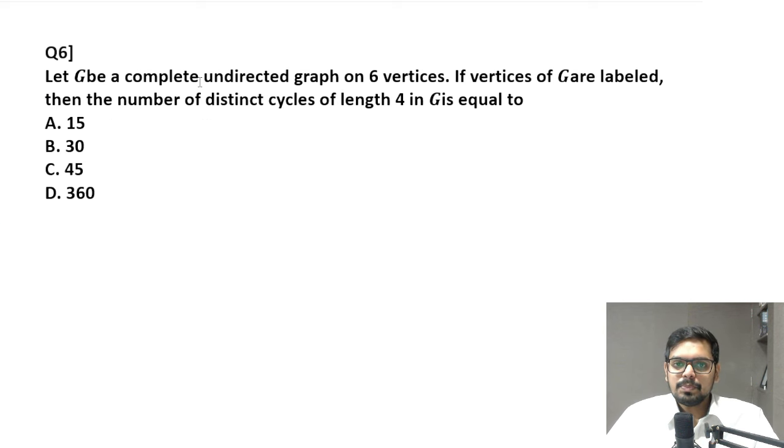To the question number 6. Let G be a complete undirected graph on 6 vertices. If vertices of G are labeled, then the number of distinct cycles of length 4 in G is equal to what? Pause the video, try, then look at my solution. So just previous lecture, last slide, do you remember labeled, unlabeled? So here it's labeled, therefore answer is not 1. And then they are saying we have 6 vertices, complete graph.